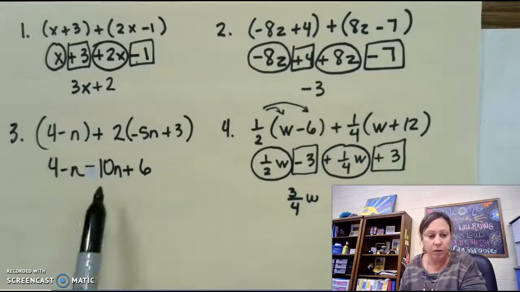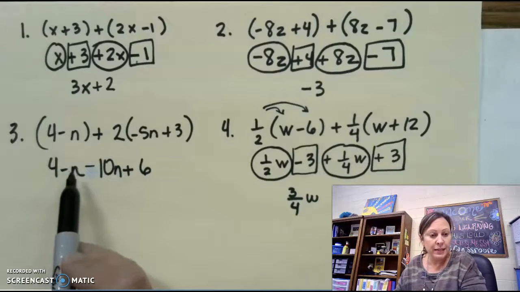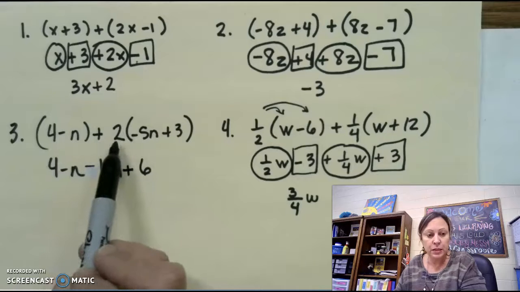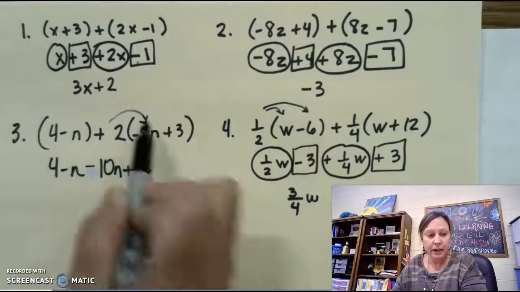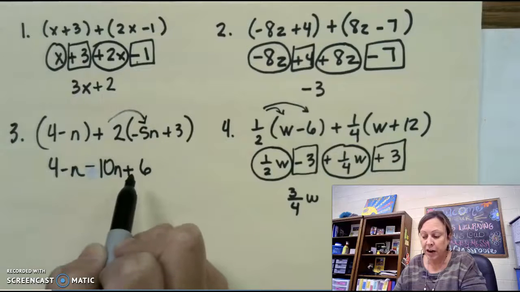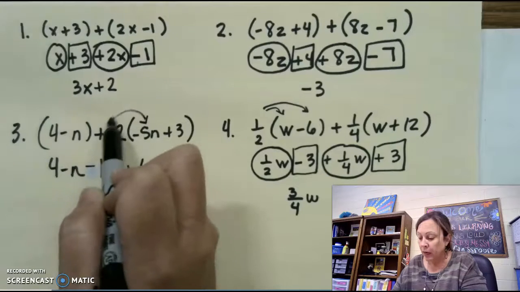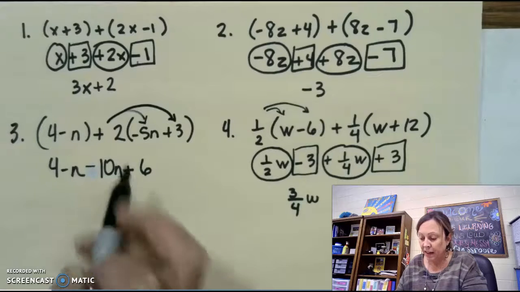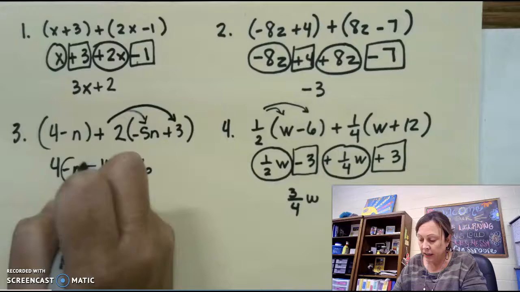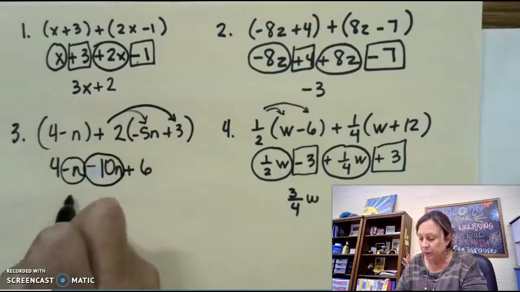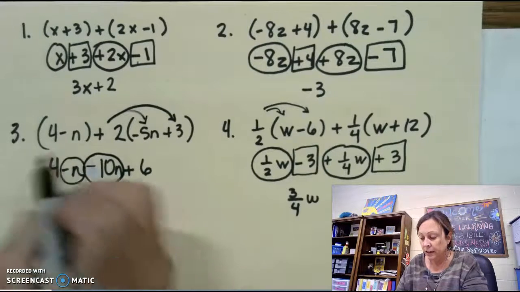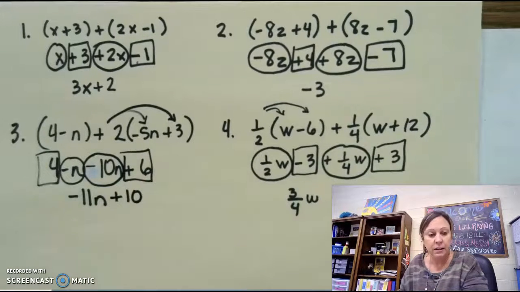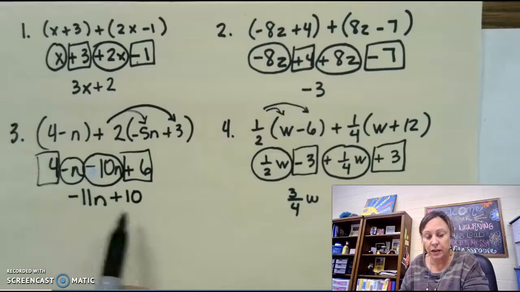In question number 3, notice that you have 4 minus n. This becomes a negative 10n because you distributed a positive 2 to a negative 5n. Positive 2 times negative 5n becomes negative 10n. And then positive 2 times a positive 3 becomes a positive 6. So when I simplify that, I have negative n and negative 10n. That becomes negative 11n. And 4 and positive 6 becomes positive 10. So your answer would be negative 11n plus 10.